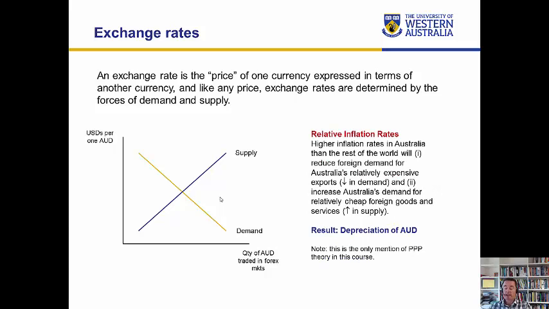The next major cause, relative inflation rates. Once again, we've got a situation where there's a higher inflation rate in Australia than the rest of the world.